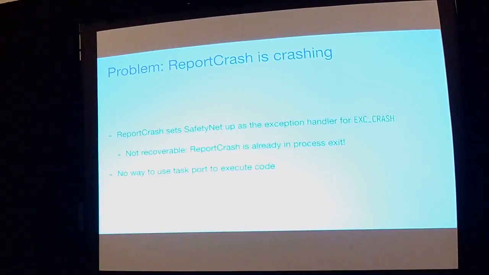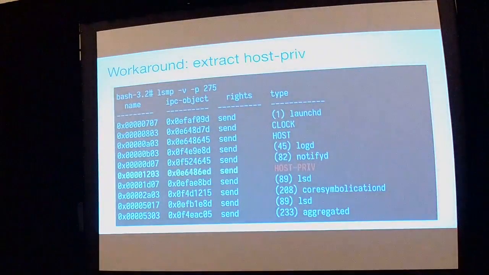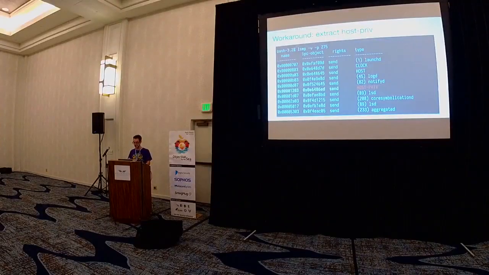Nonetheless, even though we can't use ReportCrash's task port to execute code, one thing we still can do with it is to steal Mach ports from ReportCrash. And if we go back to the list of ReportCrash's Mach ports from earlier, there's one that really stands out as being very useful for exploitation, which is this thing called the host-priv port. Now, the host-priv port is another special Mach port, which is owned by the kernel. And you need to have this port in order to call many important system calls.